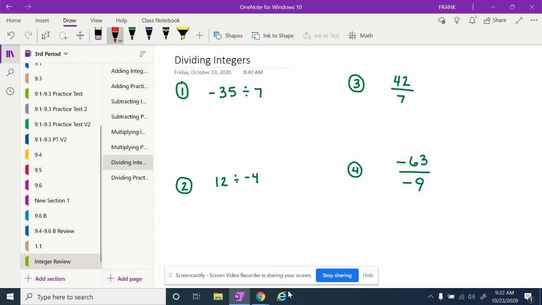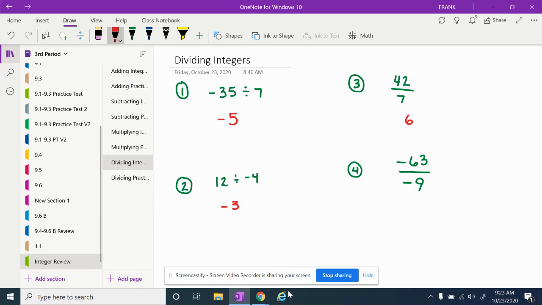So negative divided by a positive has to be a negative. 35 divided by 7 is 5. Number 2, positive divided by a negative. Signs are different. The answer has to be negative. 12 divided by 4 is 3. Number 3, 42 divided by 7. They're both positive. Well, 42 divided by 7 is 6.